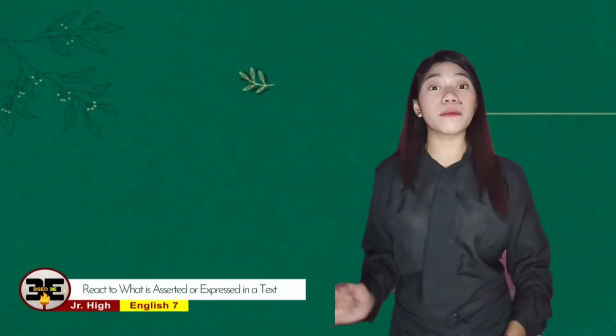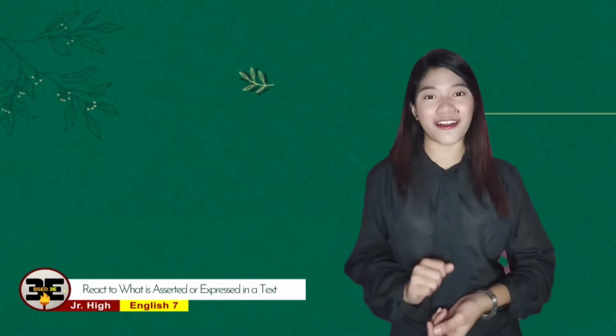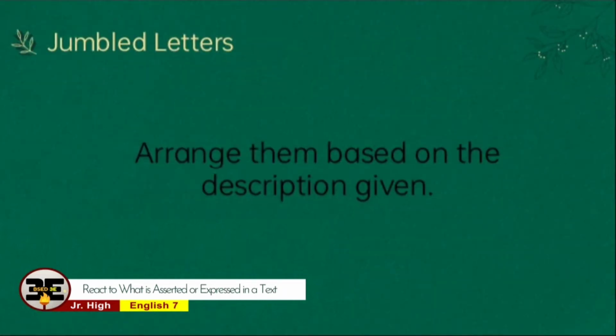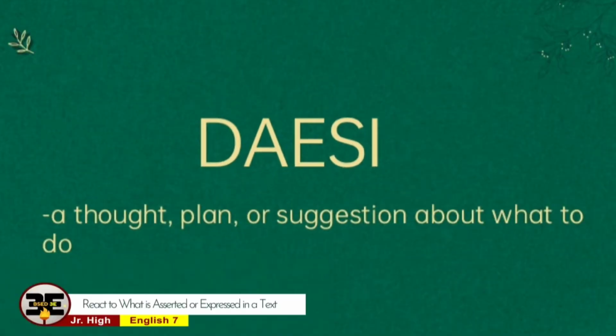Before we proceed to our main topic for today, why don't we have a warm-up activity first? Are you ready? I'm sure you are. Then, let's begin. We have here some jumbled letters. I want you to arrange them to create the word that best matches the description below. Are you ready? Then, let's begin. For the first word, it is a thought, plan, or suggestion about what to do. What do you think is the word being described?